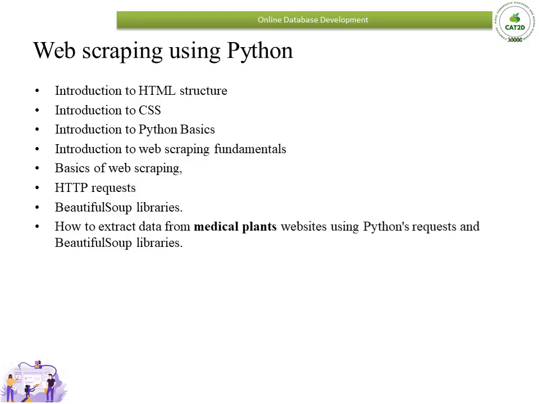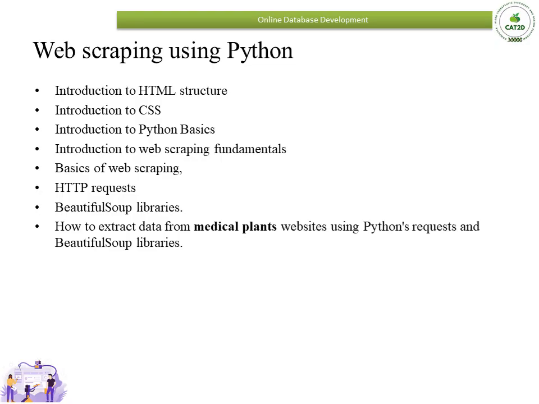Web scraping is not limited to medicinal plants. It cuts across all fields. You can use web scraping for digital humanities. You can use it to extract data from social media. You can use it to extract data from any part of every field and every discipline.